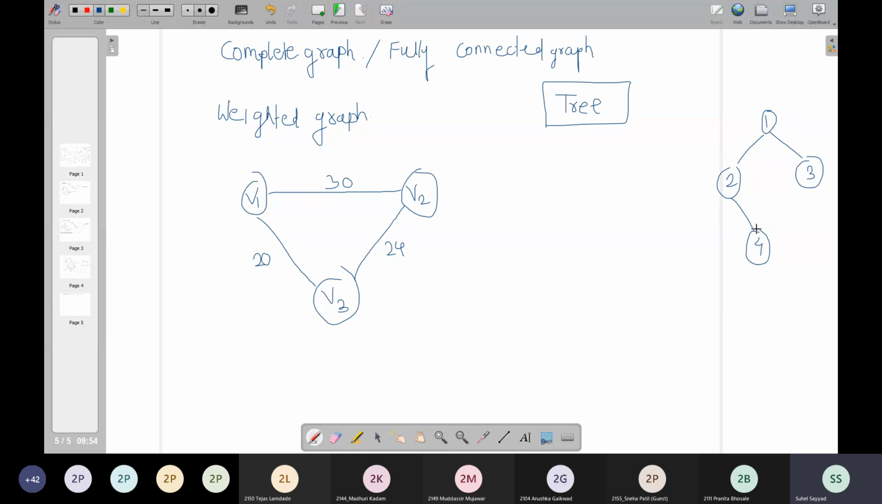Can I call this tree as a graph? Yes, I can call this tree as a graph because this is nothing but vertices and edges and they are connected. So indirectly what we can comment is all trees are graph. All trees can be treated as graph.